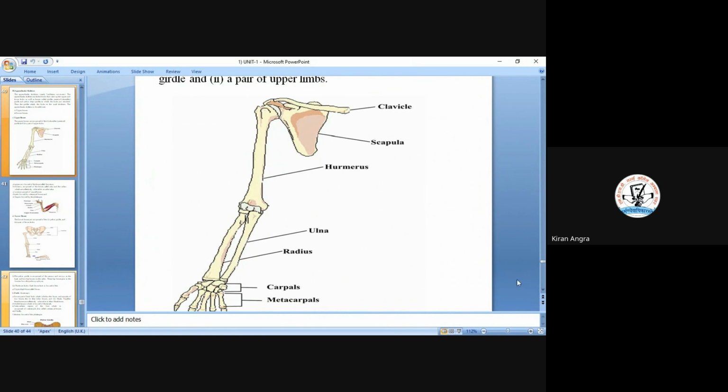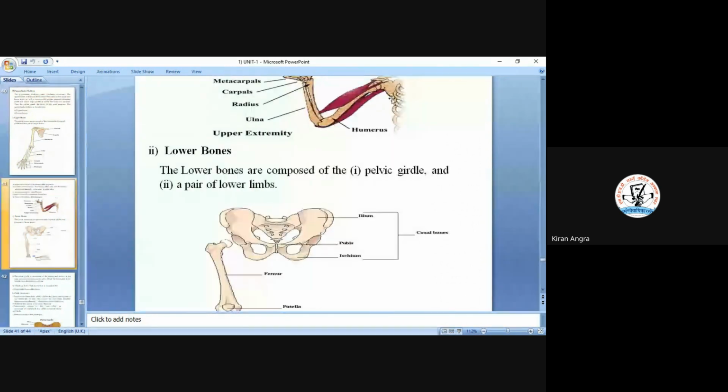If you are looking in the picture, the shoulder girdle is formed. You just see, this is the shoulder. It is formed of two bones. One is clavicle, another is scapula. These are the two bones of the shoulder. If you see the collarbone, you call it the clavicle. These are the bones. And the upper limb.